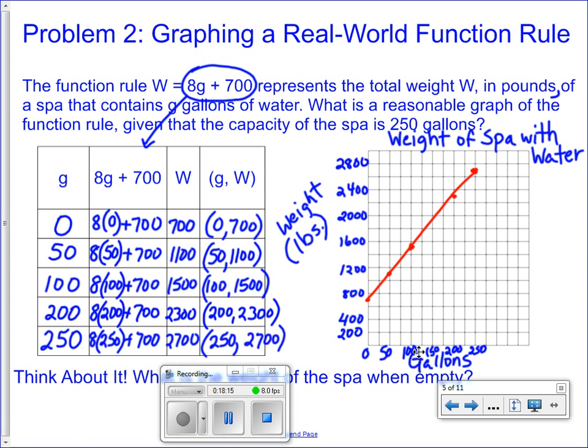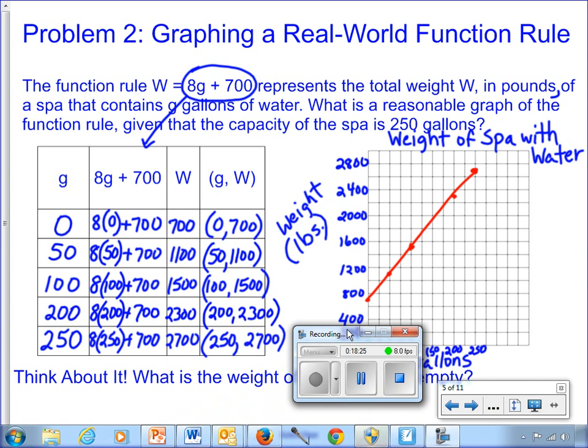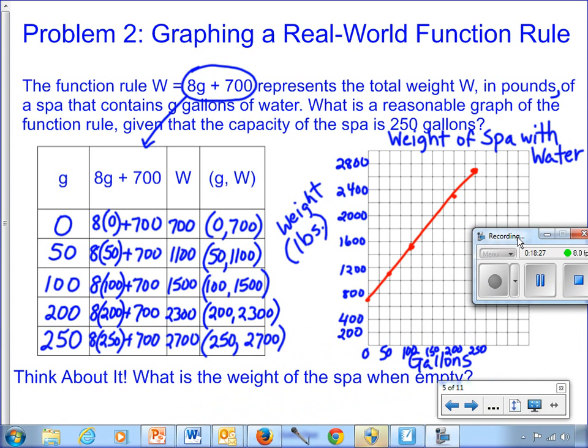All right, if there's any questions, make sure that you ask me those tomorrow. Now, we have a thinking about it question, and it's partially hidden here. Let me see if I can move this out of the way a little bit. What is the weight of the spa when empty? See if you can answer that question. The answer is right in the table.